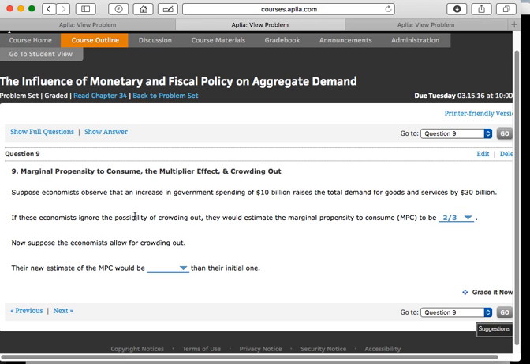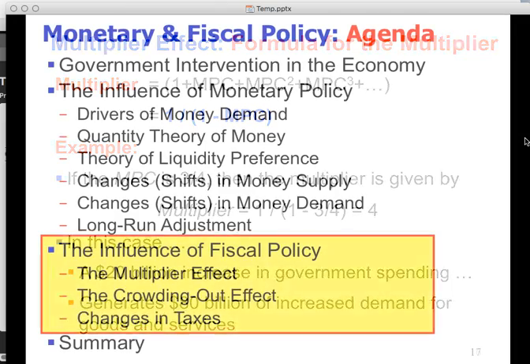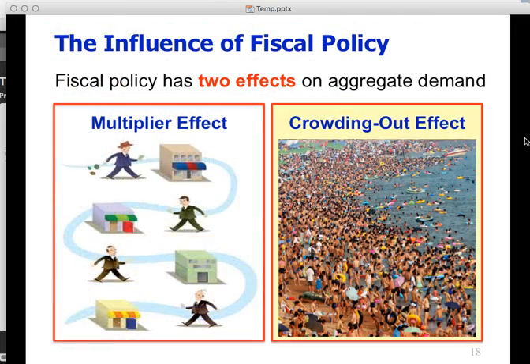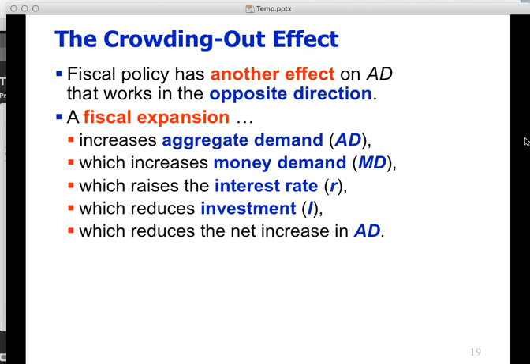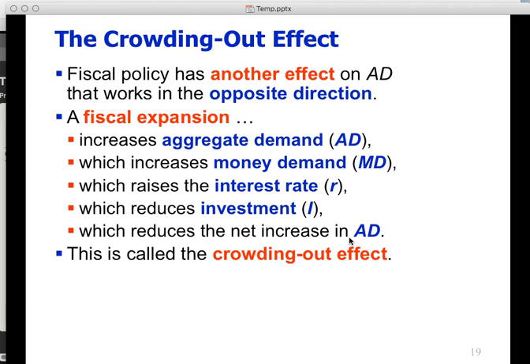Now suppose economists allow for crowding out. Well, what's crowding out? We have to go back to our slides. The crowding out effect is going to dampen the impact of a fiscal change. Fiscal policy has another effect on aggregate demand that works in the opposite direction. A fiscal expansion does increase aggregate demand because of the initial spending and the multiplier effect. But an increase in aggregate demand increases money demand, which raises the interest rate, reduces investment, and therefore reduces the net increase in aggregate demand. This is called the crowding out effect.